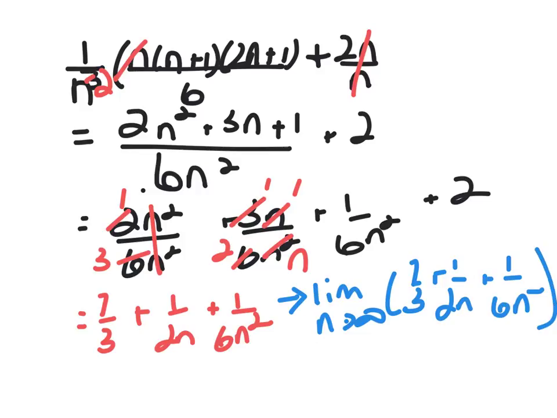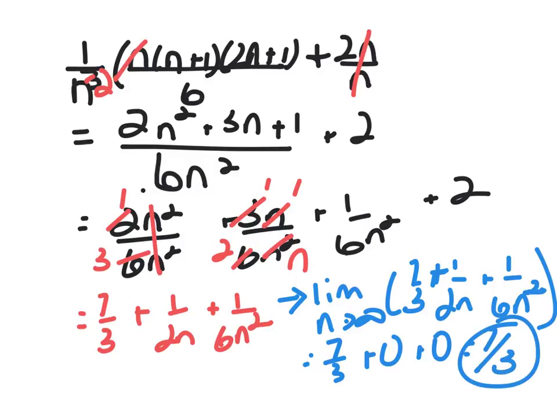If I plug in infinity, 7/3 is still going to be 7/3. If I put infinity in this 1 over 2n down here, that'd be 1 over infinity. That would go to 0. And likewise, this 1 over 6n squared term, if I plug in infinity for n, that's going to be 0. Therefore, my limit is 7/3, and we are done.